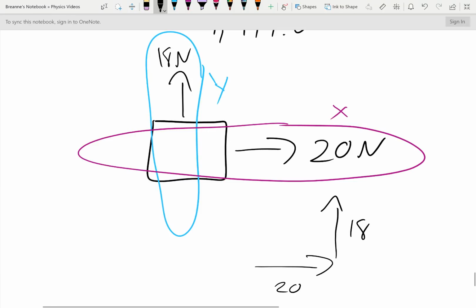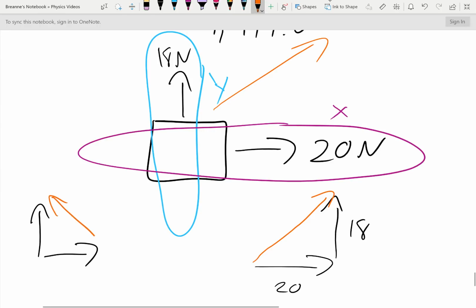Notice how I drew my vectors. You have to draw the one going x first, and then the one going in the y. And so your hypotenuse is going in the right direction. So it makes sense that this box is going at a diagonal to the northeast. If you drew it the other way, your box would be either going northwest or southeast. But you know the box isn't going in that direction.